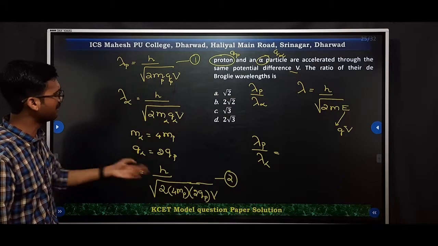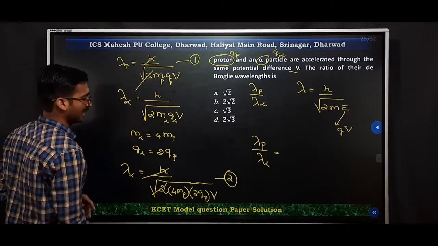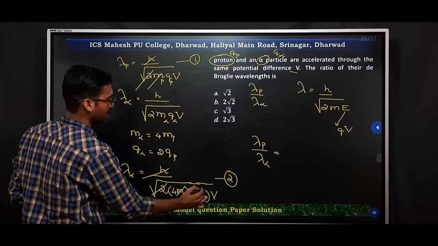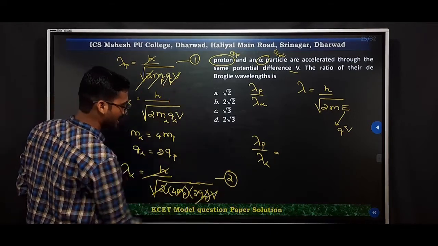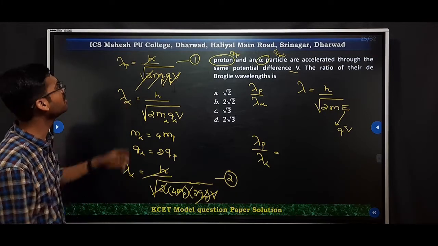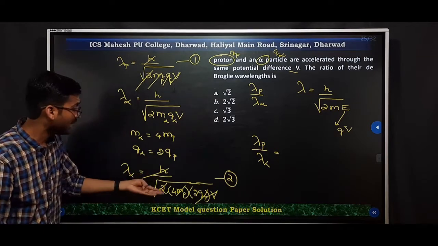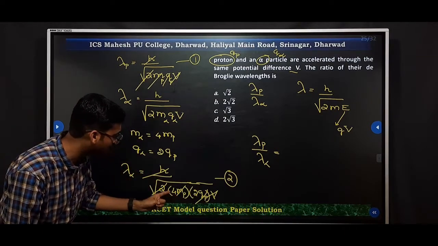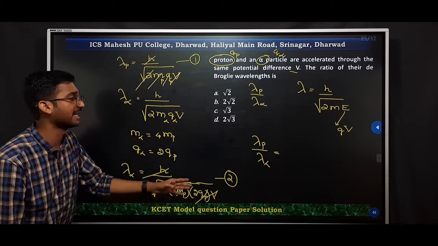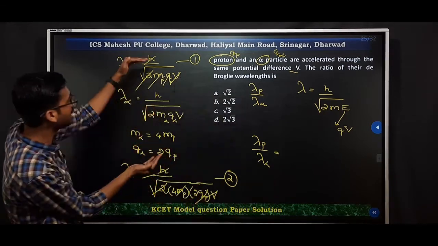If you check the equations directly, h gets cancelled, the root 2 gets cancelled, mp, qp, V get cancelled directly. Okay, it completely cancels off. Here we are having only what now? 4 into 2. Okay, we have here 4 into 2, it goes to the numerator.